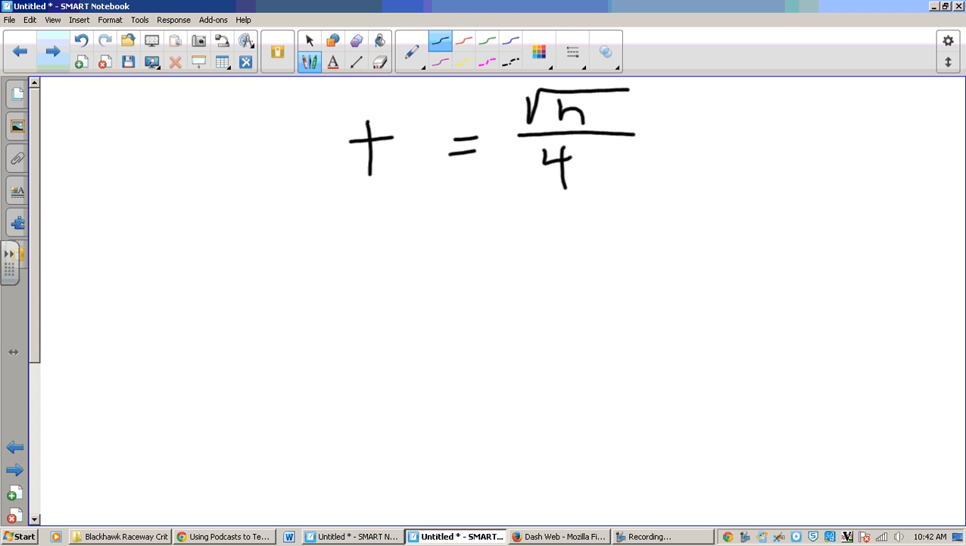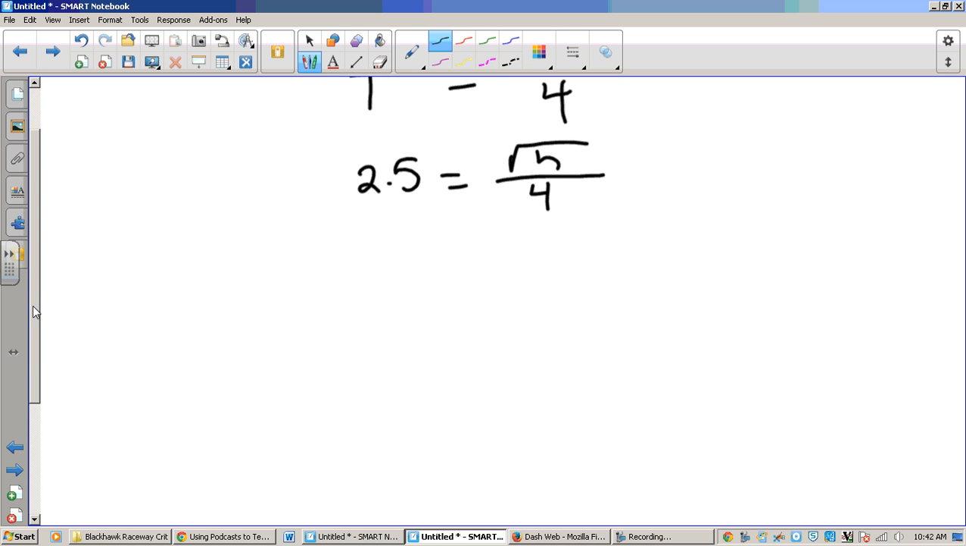Okay, and in this case, we're just going to substitute in our stuff from the equation. So our time is 2.5 seconds. I'm going to enter into the equation: 2.5 equals the square root of the height divided by 4. So we have to solve this problem. Well, solving a problem like this is just like solving any other equation, except for when we get to the radical. So let's get everything by itself except for the radical.